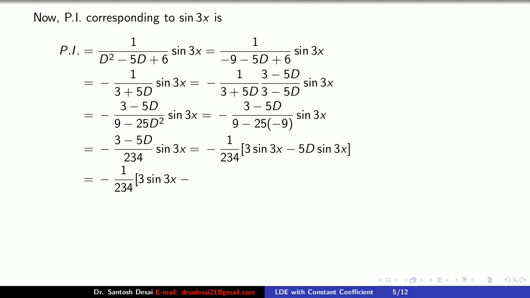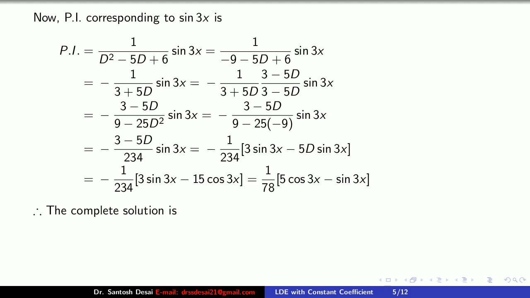it is 3 into cos 3x, but already there is 5, so we get minus 15 into cos 3x, and therefore one can take 3 common. So you will get 1 upon 78, and give a minus sign to the bracket, so we get 5 cos 3x minus sin 3x. So this is the final particular integral for the function sin 3x, and therefore the complete solution is CF plus PI.